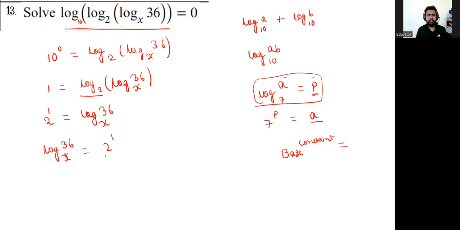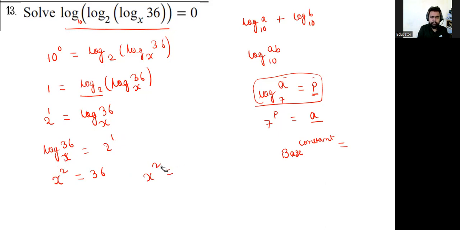Again, I'm going to change this log into exponent. So how to change the log into exponent? I'm going to write my base. What is my base right now? x is my base. What is the constant on the other side? 2 exponent 1. 2 exponent 1 will make 2. So the constant is 2, and it is equal to 36. This is my input, that will become my output as I told you. So at the end, what do we have? x square is equal to 36.